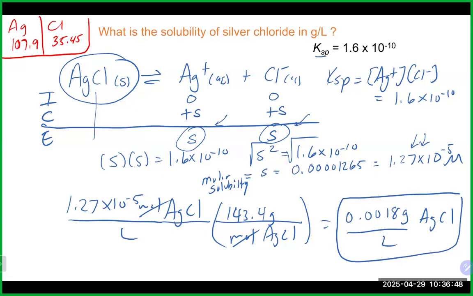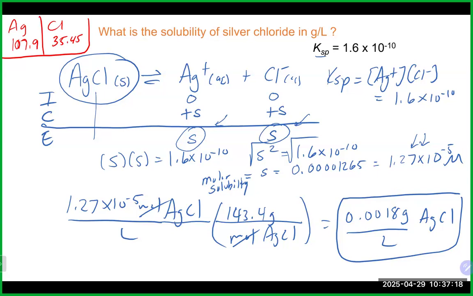Is that a lot of silver chloride that I could get to dissolve in a liter of solution? That is not. We basically could get to dissolve 0.002 grams in 1,000 milliliters of water, which is why we consider something like silver chloride to be insoluble, because in 1,000 milliliters of water, you could only get 0.002 grams of it to dissolve. So it's definitely insoluble. Any questions on it there?